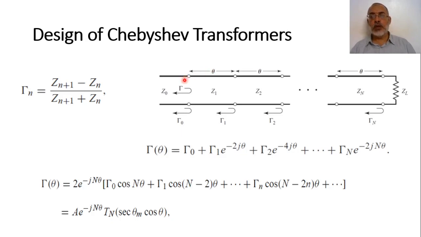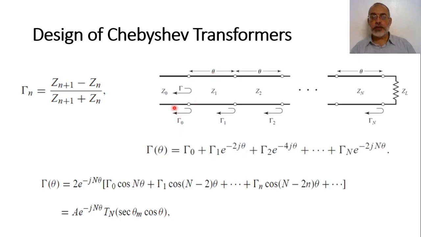Returning back to the theory of small reflections, if we have a multi-section transformer in this form composed of n section transmission lines Z1, Z2, Z3 until Zn, each section has length equals lambda over 4 at the center frequency. So the value of theta is pi over 2.